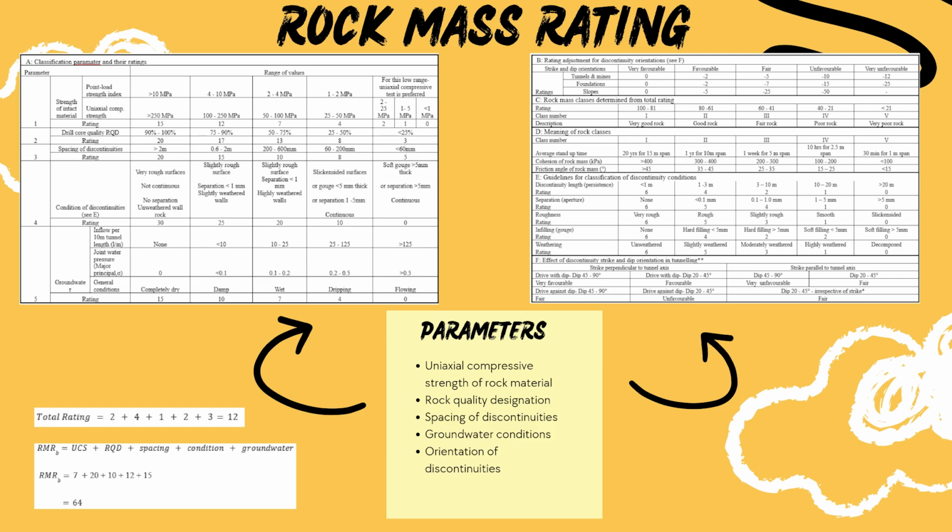Finally, the orientation of discontinuities relative to the excavation or structure is considered because unfavorable joint orientations can lead to instability. Our total rating is 12, while our RMRB is 64. Each parameter is assigned a rating, and their sum gives the overall RMR value.